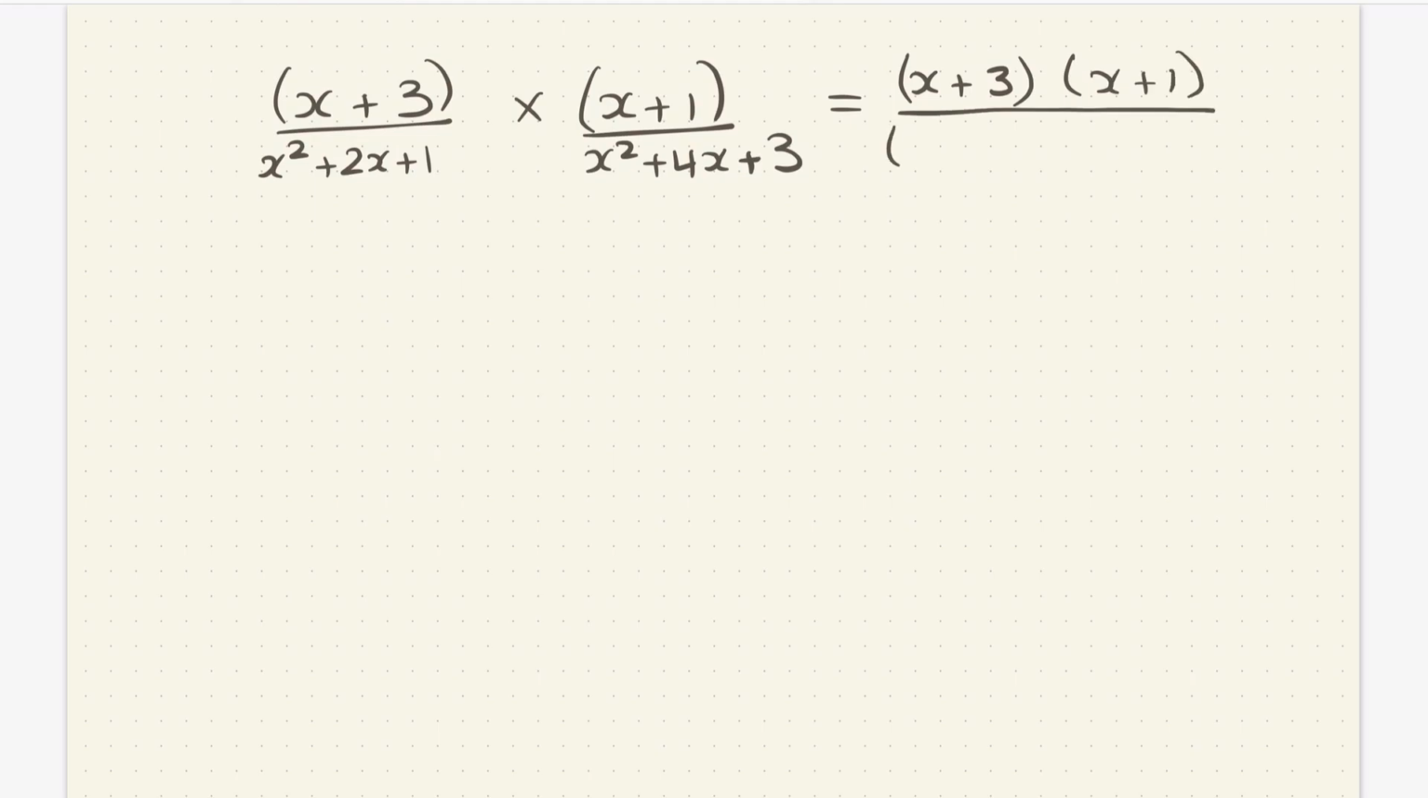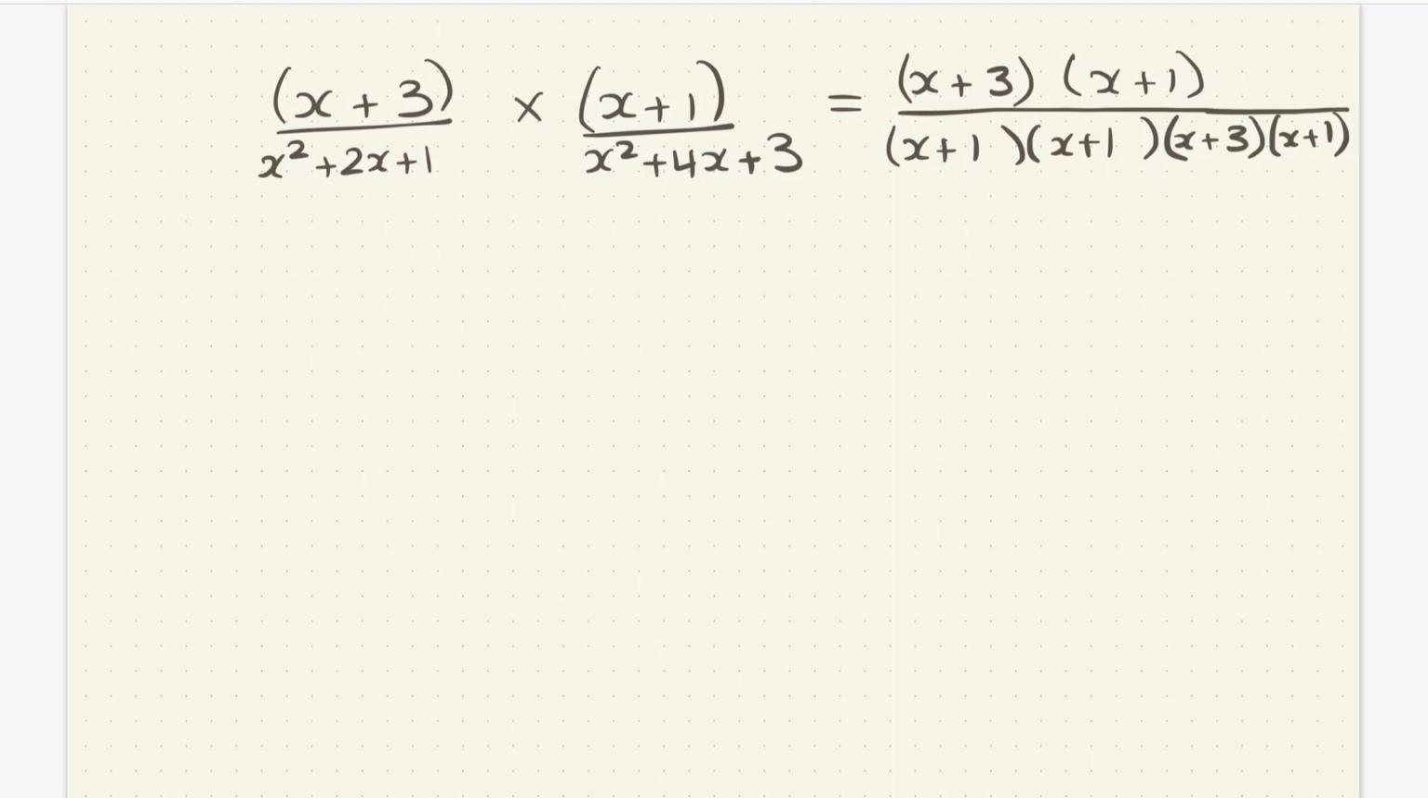Now, factorising the first expression, I need two numbers that multiply to give me 1, but add to give me 2, so it's going to be 1 and 1. So I've got (x + 1)(x + 1), and I'm going to multiply that by another quadratic, so I know that I need two more brackets. And I need two numbers which multiply to give me 3, but add to give me 4. So it's going to be 3 and 1.